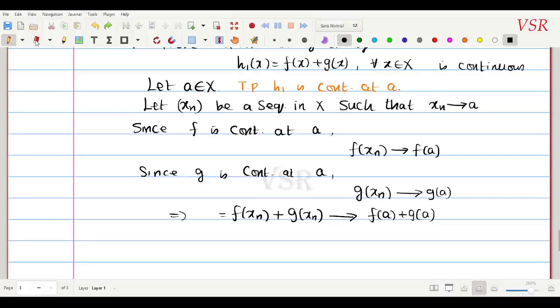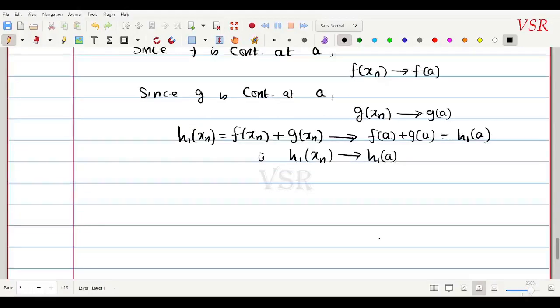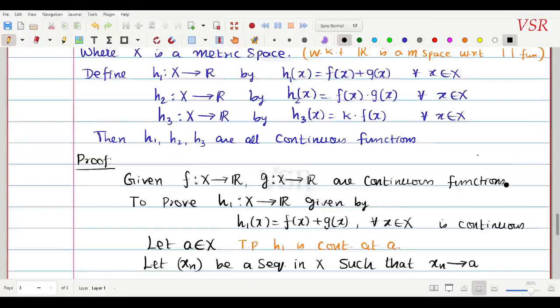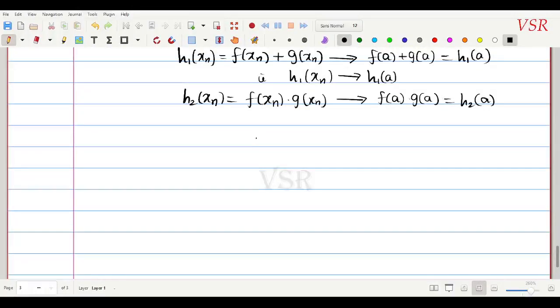This is nothing but h1 of xn converges to இது யாரு h1 of a. கரெக்டா? அப்போ that is h1 of xn converges to h1 of a. இதே மாதிரி எல்லா கதையும் எழுதிடலாமா? h2ங்கிறது என்ன கொடுத்திருக்கோம்? h2 of xn which is equal to f of xn into g of xn. Okay, and we know that this fellow will converge to f of a into g of a. Okay, that is equal to h2 of a. கரெக்டா? அதான் h2ங்கிறது மல்டிப்ளிகேஷன். அப்புறம் h3, அப்புறம் k times f of xn converges to k times f of a.